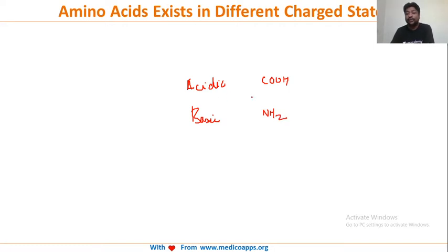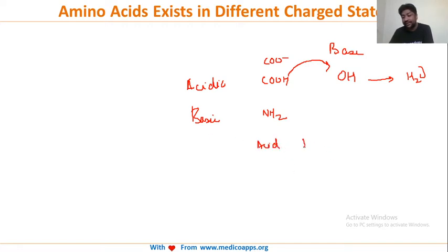Now the acidic group, whenever there is an excess of base, which means an excess of OH, what will happen? It will lose its hydrogen, and this hydrogen will interact with the excess base to form water, and the group itself will turn into COO negative. And what about the basic group? Whenever there is an excess of acid, there will be an excess of hydrogen ion. This hydrogen ion will be accepted here, and this will turn into NH3.